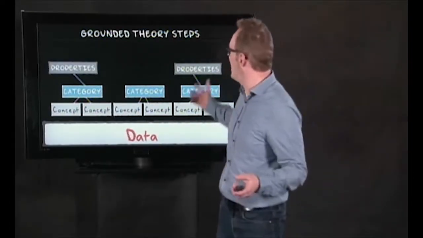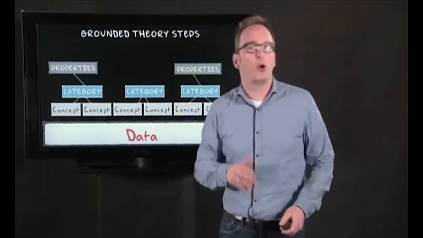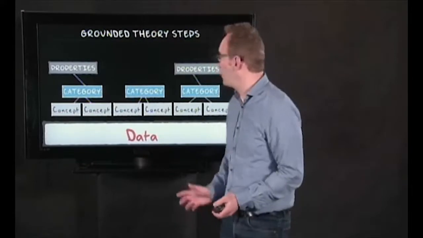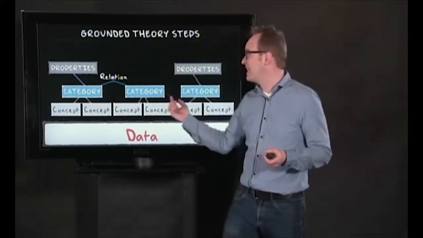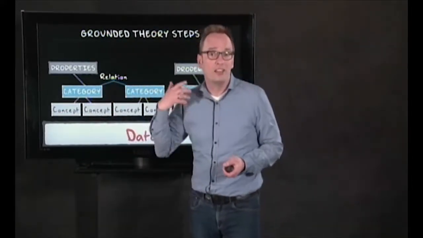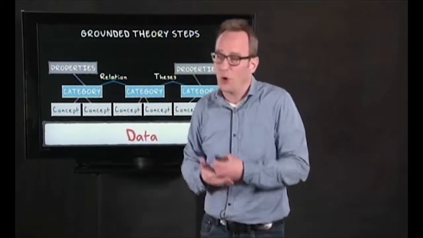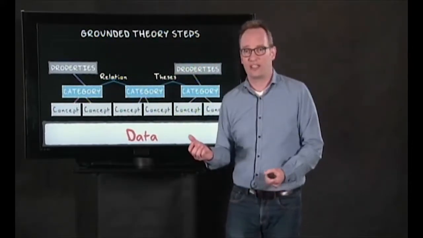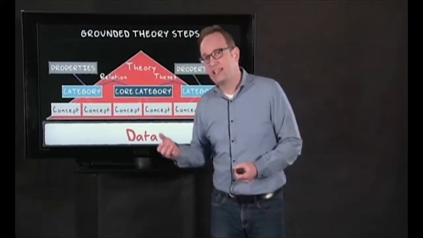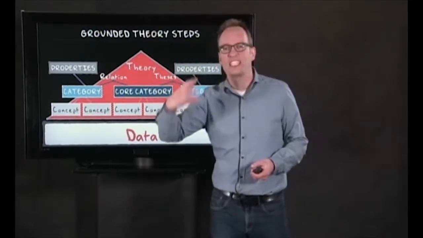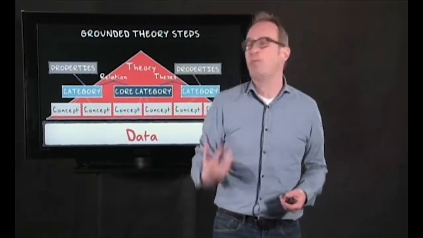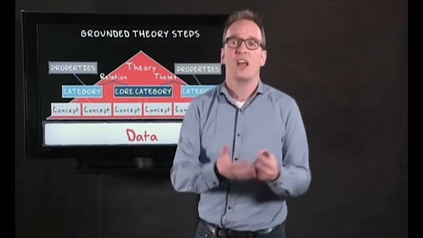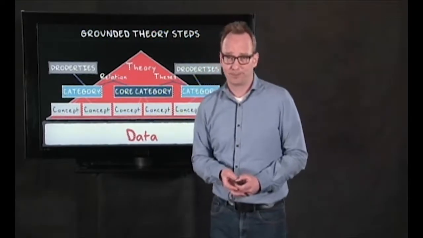And then you try to link those categories to certain properties, probably some conditions or consequences or any other properties of these categories. And you try to link these categories to each other by relations or theses or theorems or whatever you want to call them. But you try to relate these categories. And in the end, you try to create a core category, a single category that is the most important aspect of your complete theory. And you try to build a storyline around this core category.